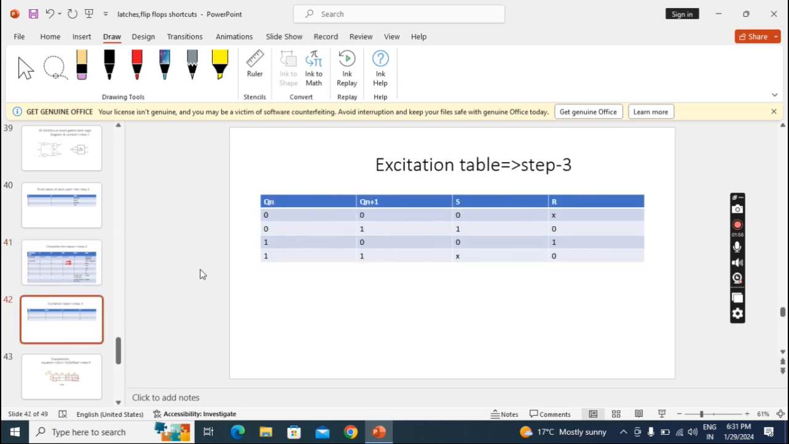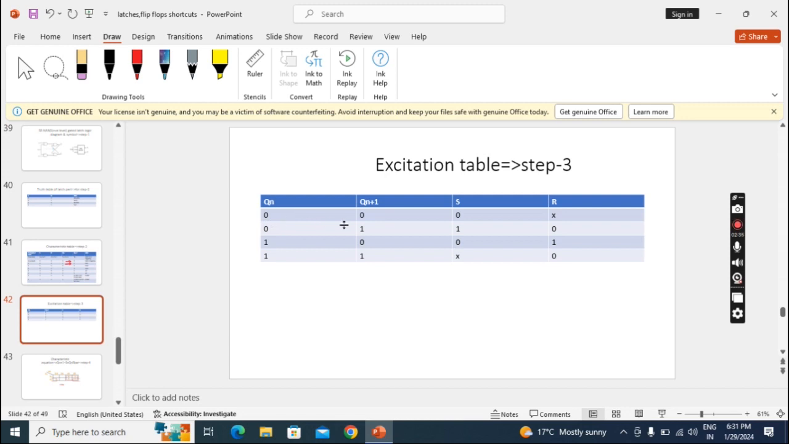Now we'll see the excitation table. This is step 10. In the excitation table, we write n to n plus 1. This n is the present state, n plus 1 is the next state at the input side, and we will predict what can be the SR input values when we get these n plus 1 values. Like that we do the excitation table. If there are two inputs, 00, 01, 10, 11 will come, 4 combinations. So now we'll see how to write these SR values in the excitation table.